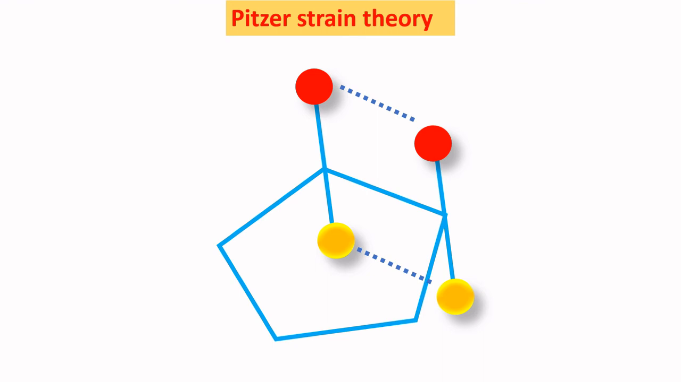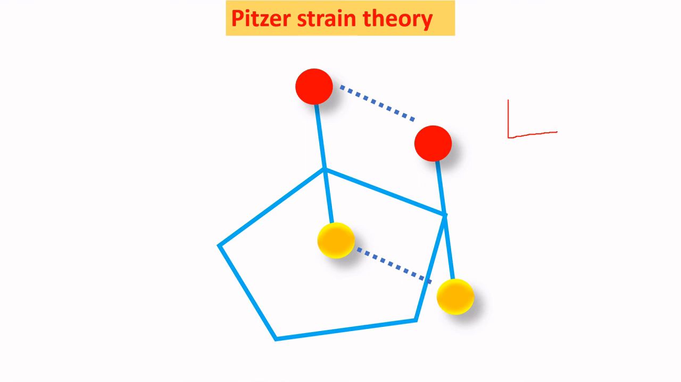Whenever cyclopentane acquires this kind of structure, there is a repulsion between these two hydrogens. Because of this repulsion, the cyclopentane ring will not stay in this state. What kind of structure will it get? You will get a structure like this.